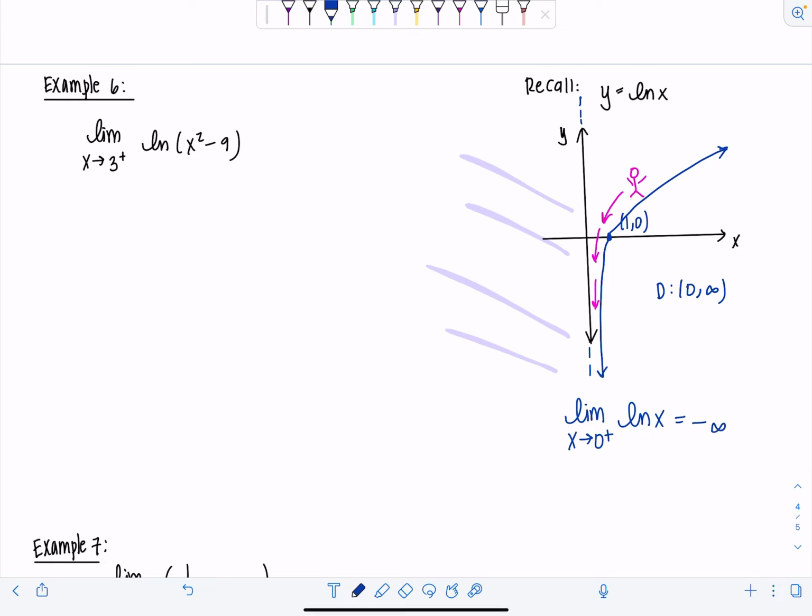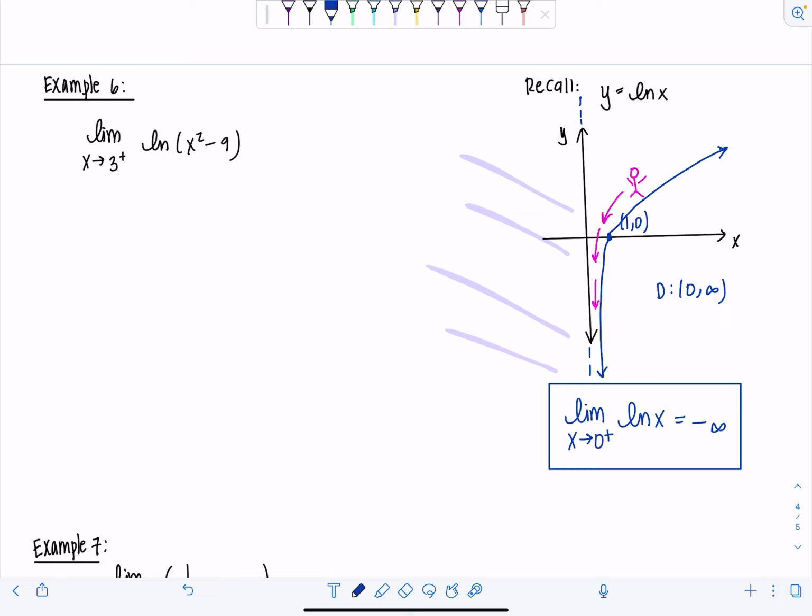This limit will come up so much over and over and over. So make sure you have the graph of ln of x burned in the brain and you understand this limit. All right? Now we can do example 6.